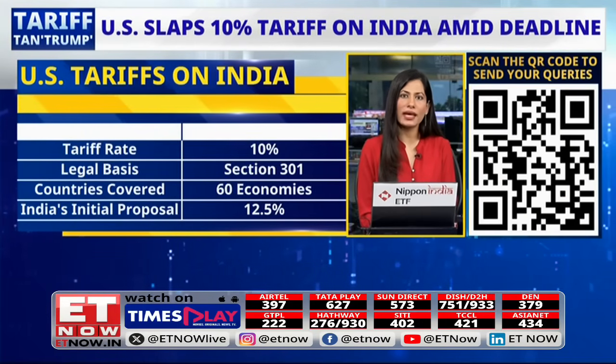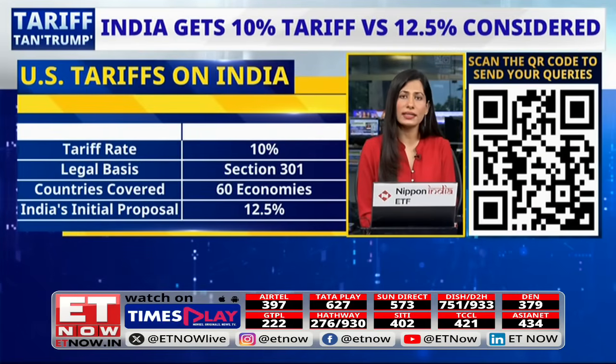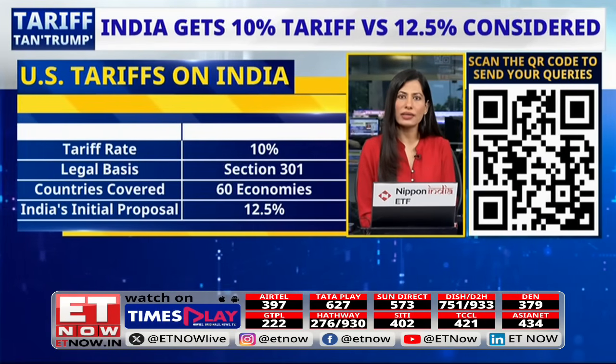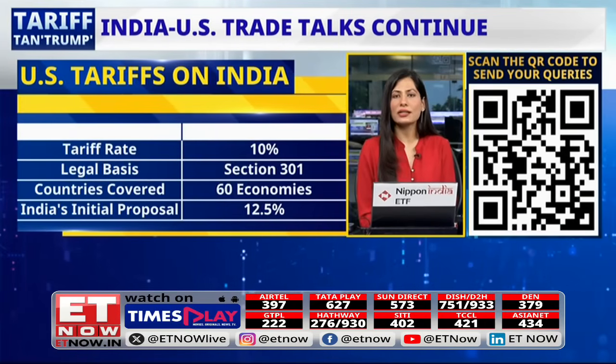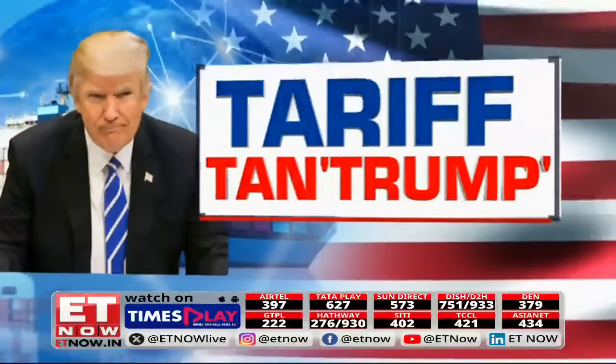Now, the tariffs are part of the action against 60 economies and came as India and the US continue negotiations on the interim trade agreement. My colleague Sumita is now joining us with the contours of this.